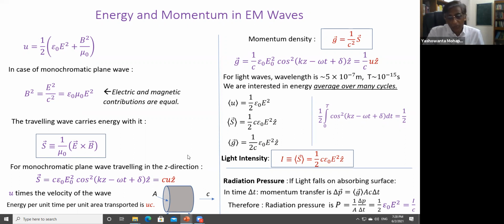So we have radiation pressure, radiation intensity, energy, the Poynting vector, and the momentum density, giving rise to the average energy it carries, the average Poynting energy it delivers, and the average momentum it carries, which gives light intensity and radiation pressure. Suppose it is a perfectly reflecting surface, then it hits and comes back. So the radiation pressure would be twice for a perfectly reflecting surface.